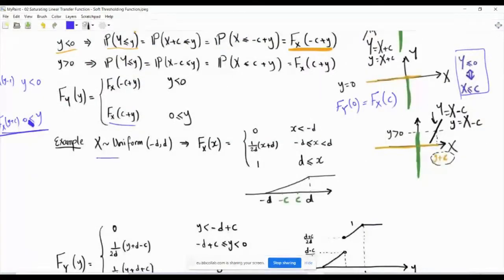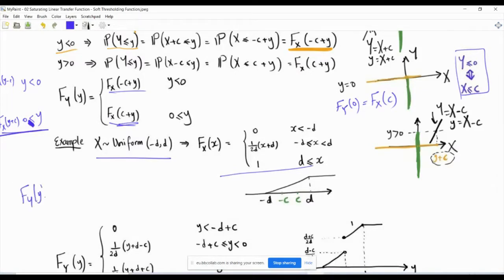Now, let's suppose that x is like in the previous example. It is uniform from minus d to d, and this is the CDF of x. Remember, this is the CDF of x. This is a bit more tricky than the previous function g. Look at the general CDF of y: if y is less than 0, this is the result. If y is greater than or equal to 0, this is the result. So let's try to apply this.